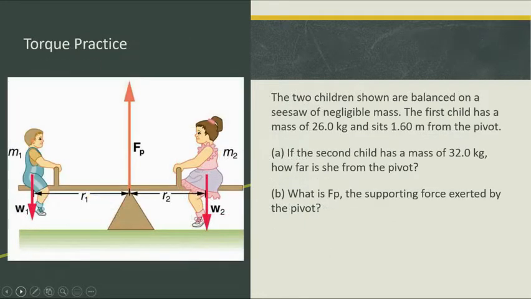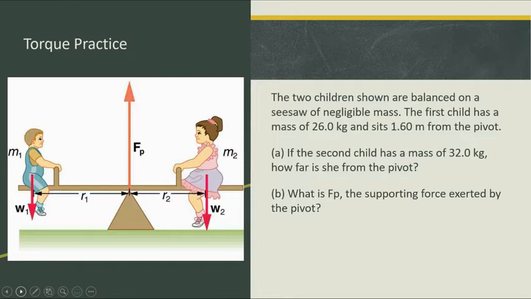So now here's a great example, and this example is going to really apply to your lab for today because you're going to be looking at, it's called balancing act, and you're going to look at how you balance things. So in this situation, the two children shown are balanced on a seesaw of negligible mass, meaning that we're not going to pay attention to the mass of the seesaw. The first child has a mass of 26 kilograms and sits 1.6 meters from the pivot point. If the second child has a mass of 32 kilograms, how far is she going to be from the pivot point? Okay, so let's think about this for a second.